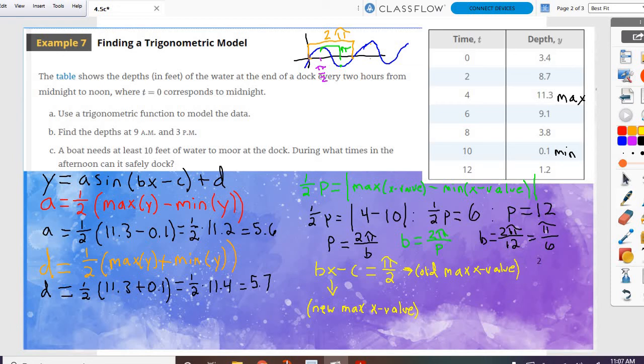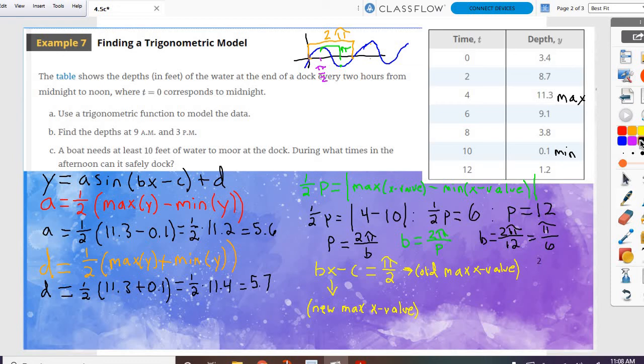X value. And we want to plug in the new max x value. Because then that's going to tell us, if I plug in my new maximum x value, we've already found our b value, so we can plug that in. Then the only variable we have left is c. So then we can solve for c and see how far I had to move my new x value to get to that old x value. And so then that tells me what that c value is.